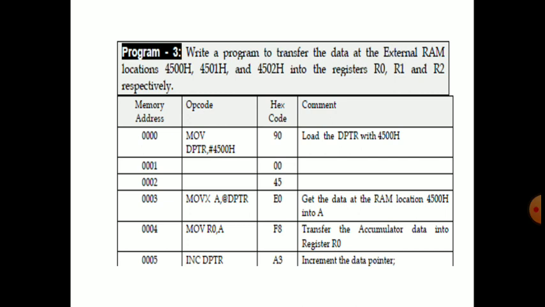Third question, it is homework for you. Write a program to transfer the data at the external RAM locations 4500H, 4501H, 4502H into the registers R0, R1 and R2 respectively.